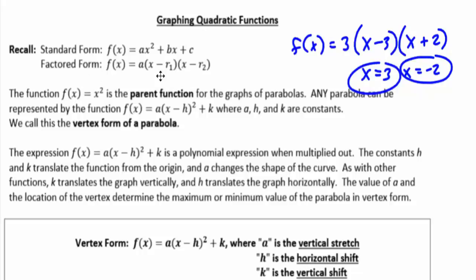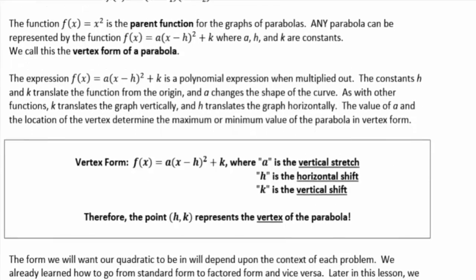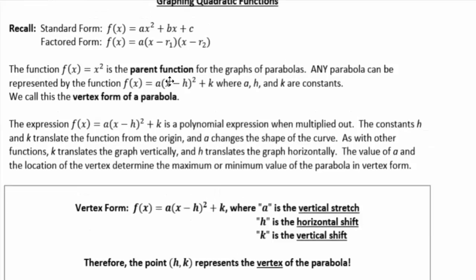So in factored form, we get x-intercepts, which is excellent. But it doesn't give us enough information to graph the parabola. So we're going to want what's called vertex form in order to graph our parabola. What we learn today, vertex form, combined with what we do in lesson 30, you'll be able to write the equation of parabolas.